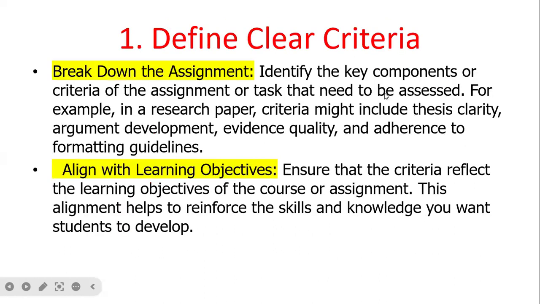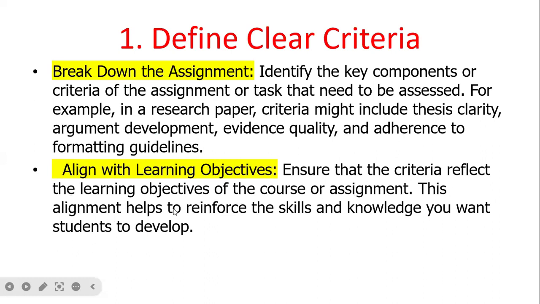Define clear criteria. Break down the assignment and identify the components of the criteria for assessment tasks that need to be assessed. For example, in a research paper, criteria might include thesis clarity, argument development, evidence quality, and adherence to formatting guidelines. Align with the learning objectives, ensuring that the criteria reflect the learning objectives of the course or assignment.